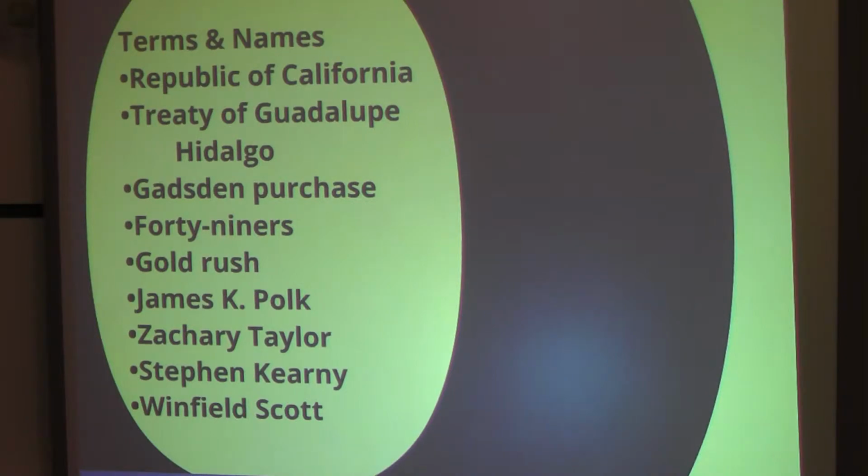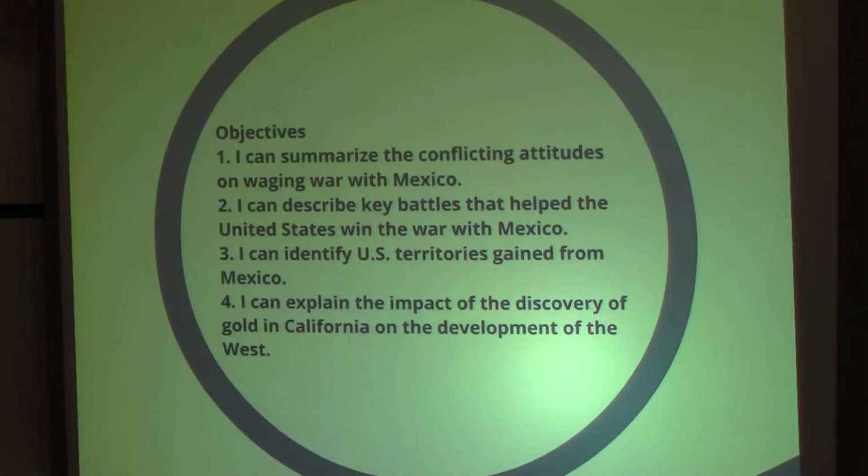Let's take a look at the section objectives. We have an idea of what we're going to explore and discover in this section. At the end of our exploration, I should be able to summarize the conflicting attitudes of waging war with Mexico. I should be able to describe key battles that helped the United States win the war with Mexico. I should be able to identify U.S. territories gained from Mexico, and I should be able to explain the impact of the discovery of gold in California on the development of the West. So let's take a look at each of these objectives in more detail as part of our preview for Section 4.